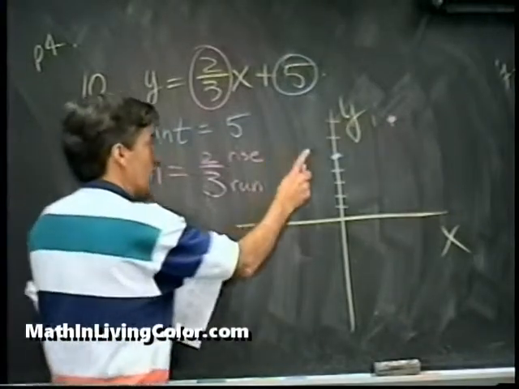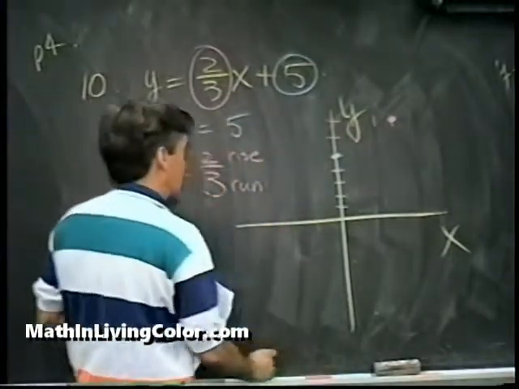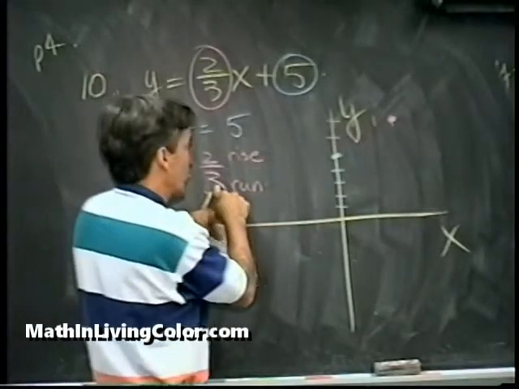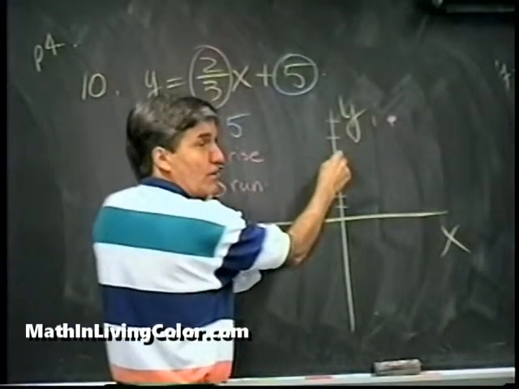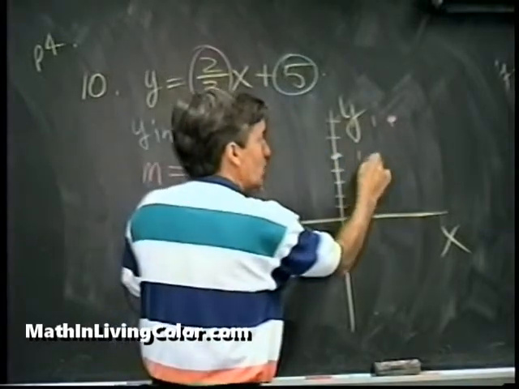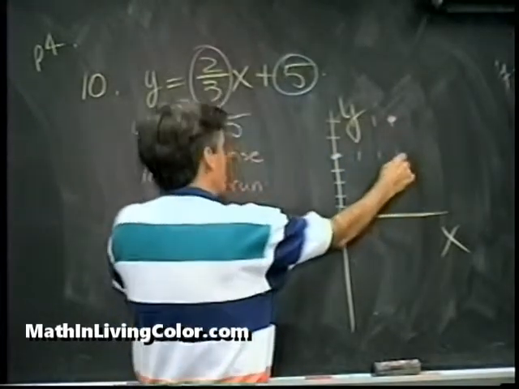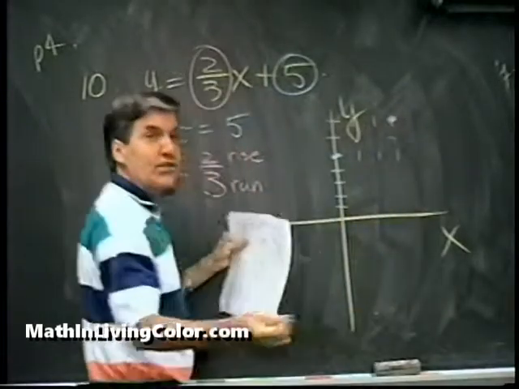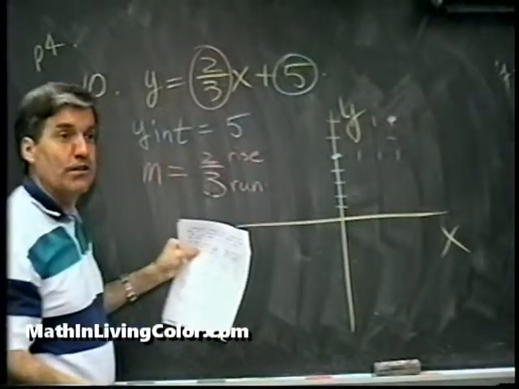Now, the other thing I want to say is, what if somebody gets this backwards and says, well, I want to run 3 first. What if we run 3? From this point, run 3, 1, 2, 3, and then what would you have to do? Up 2, and look, you come to the same point. So it doesn't matter which way you do it first, does it?